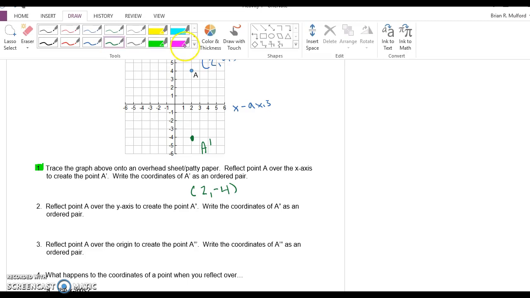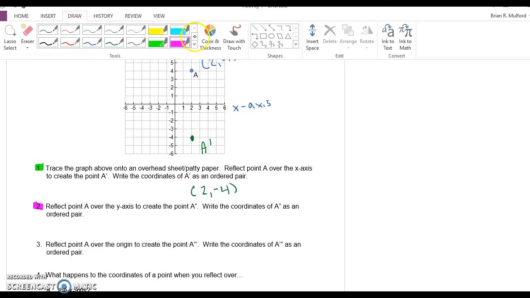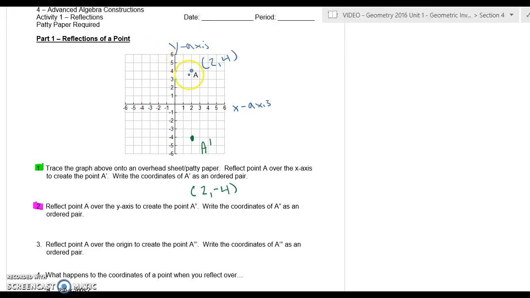Question 2 says reflect A over the y-axis, so there's our y-axis there, to create the point A double prime. Write the coordinates of A double prime as an ordered pair. So let's do this here. When I reflect over the y-axis, it's the same idea as the x-axis, but in a different direction. This point is going to get moved over here, the same distance away from the y-axis. Our y-coordinate in this case doesn't change, but our x-coordinate certainly does. I'm going to call that A double prime, and the coordinates are negative 2 and 4.